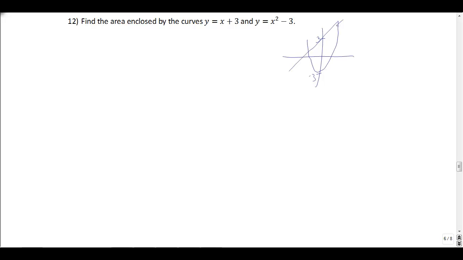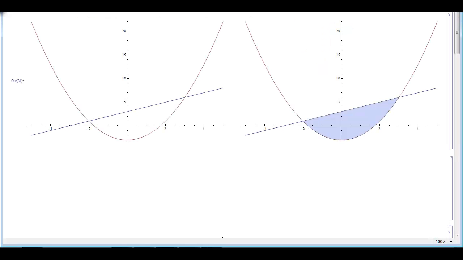Now at some point, these are going to intersect here and here. And I'm looking for the area of this shaded region here. So that's really what I'm trying to look for. Now let's just get a nice picture here. So here's Mathematica drawing this much more nicely. Here's x squared minus 3. Here's x plus 3. You can see those graphs. And I'm looking for this shaded part in between.